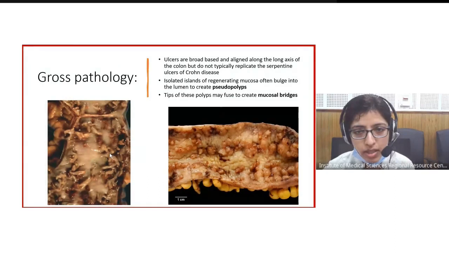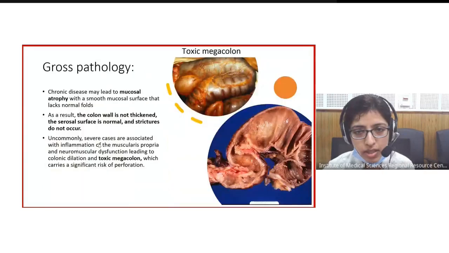It is not really a projection from the surface, but just because the affected areas are depressed, there is a flattening, there is an atrophy or loss of mucosal folds. So this intervening area, or the regenerating mucosa, appears to be bulging. So they are pseudopolyps. Here again we are seeing a lot of these pseudopolyps, and tips of these polyps can coalesce, like here, and so mucosal bridge formation takes place. So pseudopolyps is a feature of ulcerative colitis.